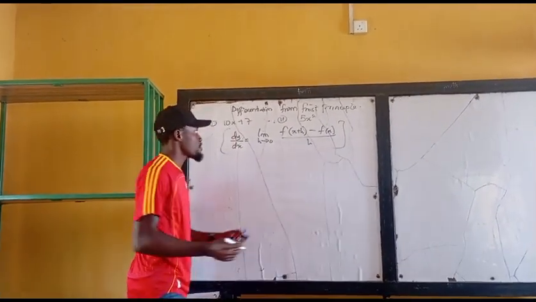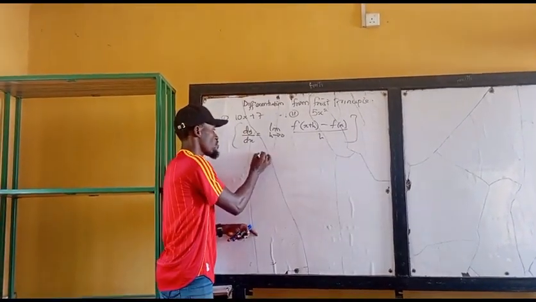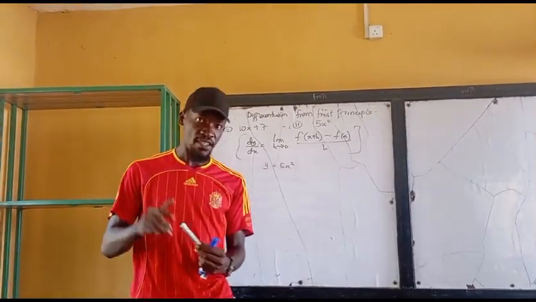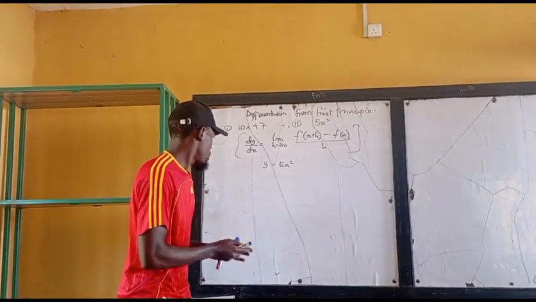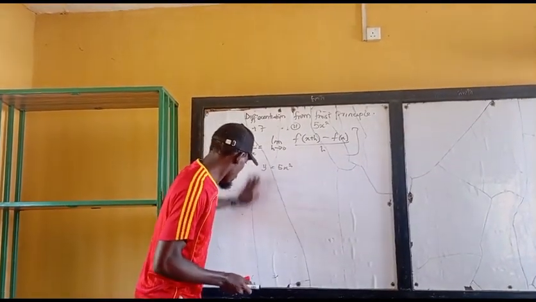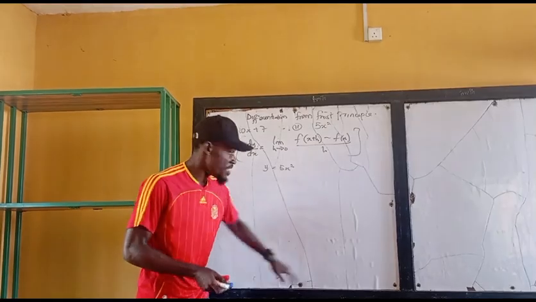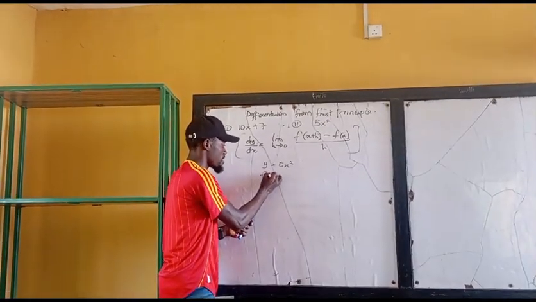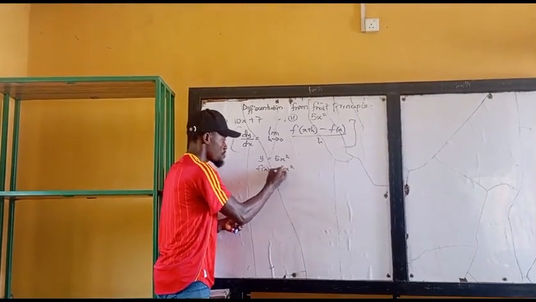So the second example, we have y equals 5x squared. Please try and watch this video to the end, because you are not going to understand if you don't watch it to the end. Now we have y equals 5x squared, the same thing as your f of x equals 5x squared.